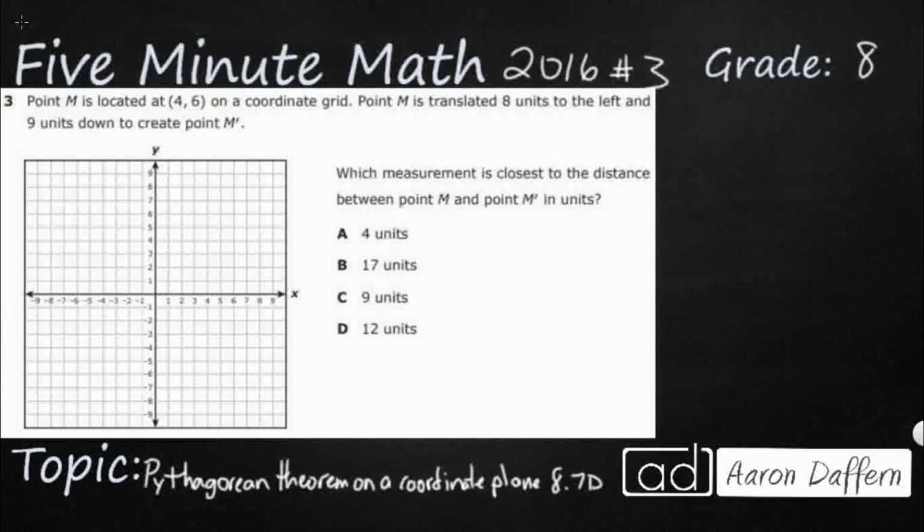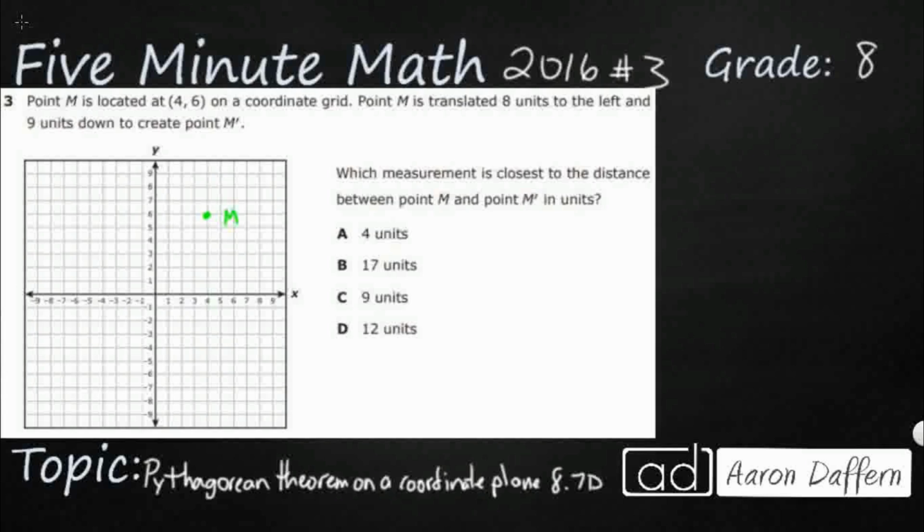So we have point M located at (4, 6) on a coordinate plane. All right, so here's my 4 and then my 6. So let's get that going right there. All right, so I'm just going to label that M.